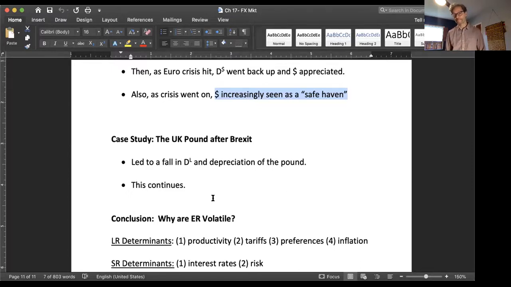What about the dollar today during the pandemic? Well, it's kind of interesting what's happened to the dollar during the pandemic.